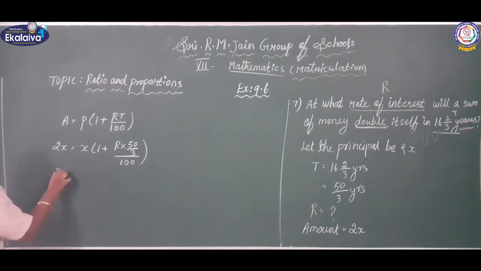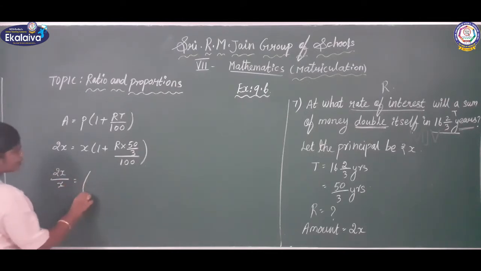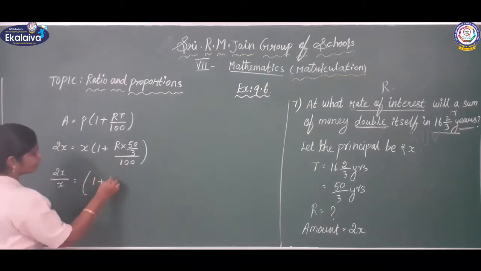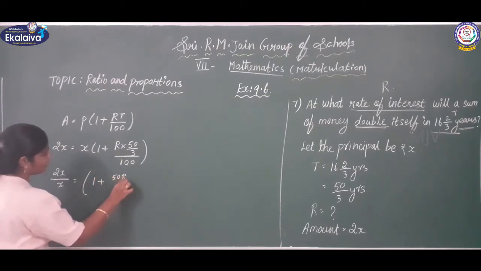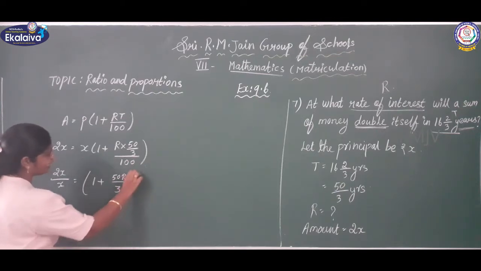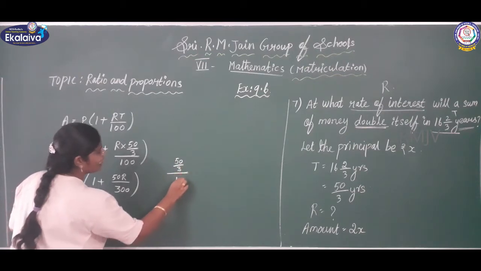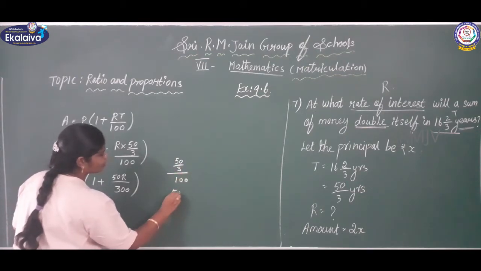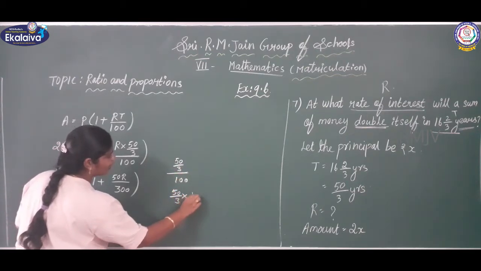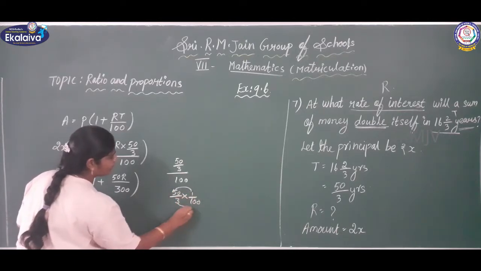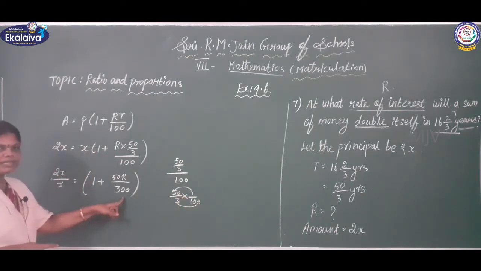Okay. So 2x, this multiplication will change other side, division. You bring it here. So 1 plus, here 50 by 3 into 100, what it becomes 300, because see here 50 by 3 divided by 100. So 50 by 3 into 1 by 100. So it becomes 300. Do you understand, children?